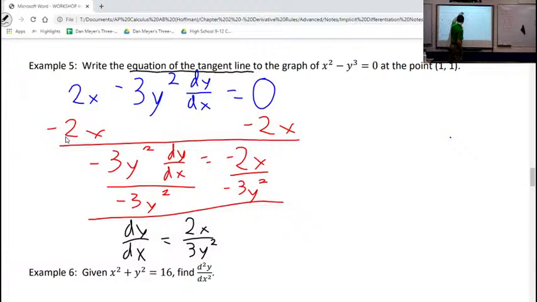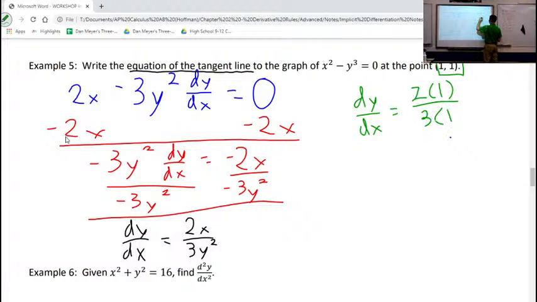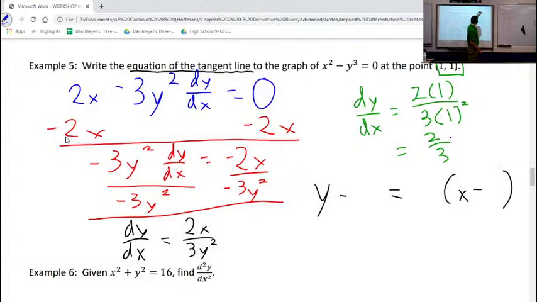I want equation of the tangent line at the point 1, 1. dy dx equals x is 1, y is 1. Two times 1 is 2 over 3 times 1 squared is 3. So 2/3 is dy dx. So we have our tangent line is y minus y coordinate equals the slope times x minus the x coordinate. Our point is 1, 1. So x is 1, y is 1. And then our slope is what? The 2/3 that we found over there. There we go. That's our equation of the tangent line.